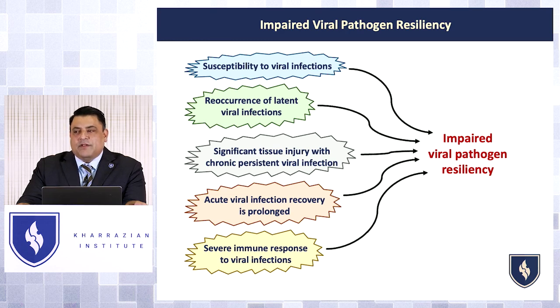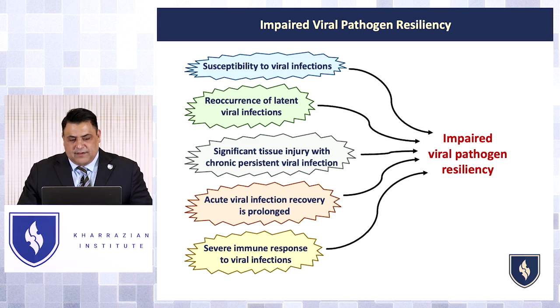And by the way, when you lose resiliency in one tissue, you probably have lost resiliency in other tissues. So if you see a 40-year-old having long COVID, and you have a 40-year-old that had a severe response to the pathogen, those should be some red flags to look at resiliency in a little bit more detail.